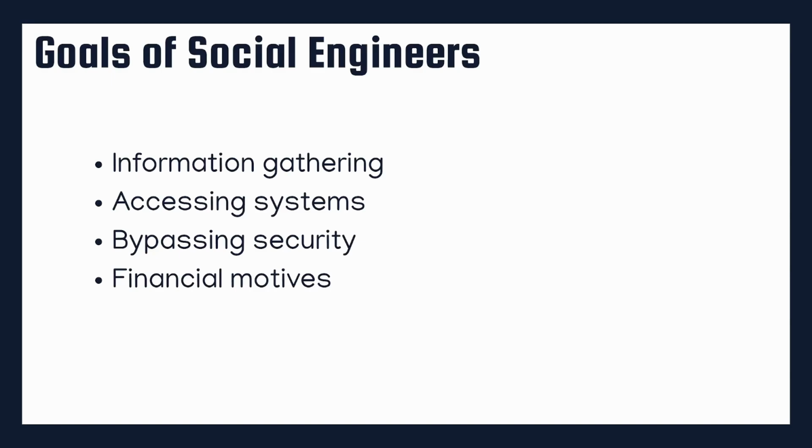Some of the most popular goals include information gathering, trying to get a better understanding of the person or business, accessing systems. Maybe the hacker is trying to get access to the new GTA 6 game before anyone else, bypassing security. It's incredibly hard to guess a 14-character password. It's much easier to trick someone into giving you access. Financial motives. Someone may convince you to give them gift cards or even your financial information.